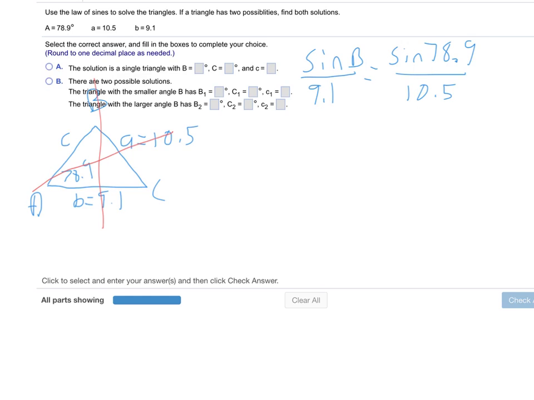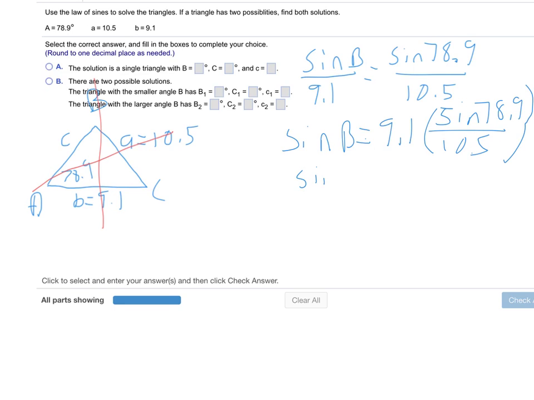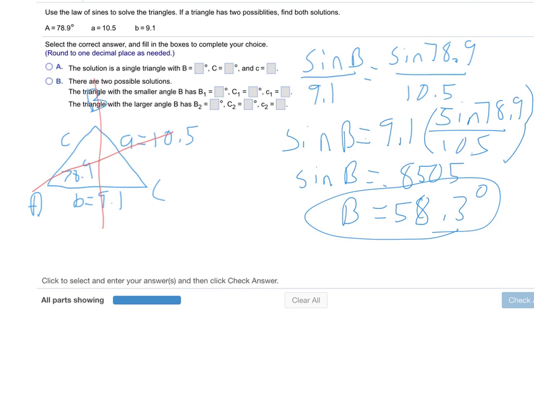Now you just solve this for B, and so the sine of B, you multiply each side by 9.1, would equal the sine of 78.9 over 10.5. And I put this in my calculator already. Let's see, what did I get? I get 0.8505. Then I do inverse sine of that, and I get 58.3 degrees. So that would be for this part here.